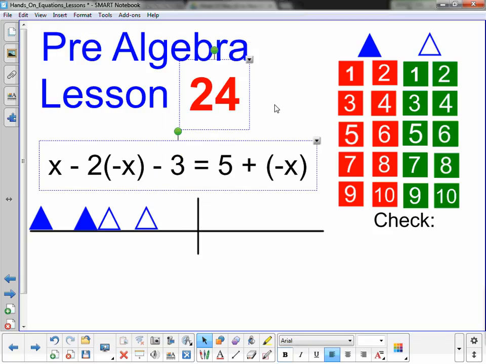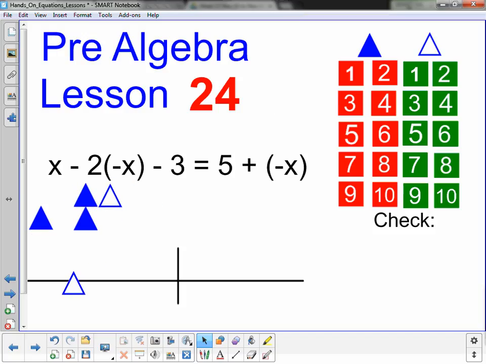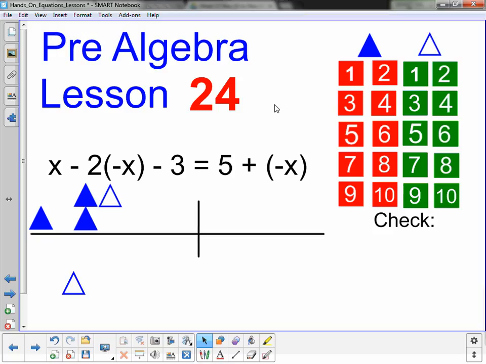Oops, I didn't get that one grabbed. There we go. So I had to bring in these pairs so that I can actually take away the two opposites of x. So now I can get rid of those, cut them off my screen, and now I have a -3, call it a green 3. And then on the other side I've got the 5, and I've got the opposite of x.